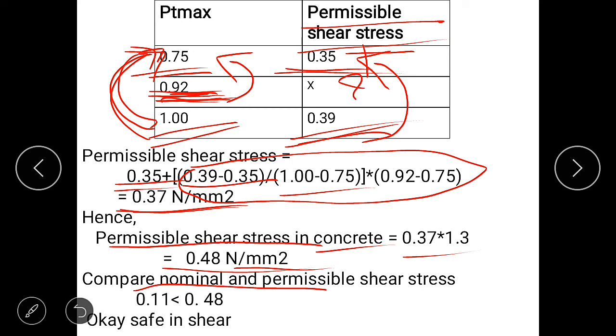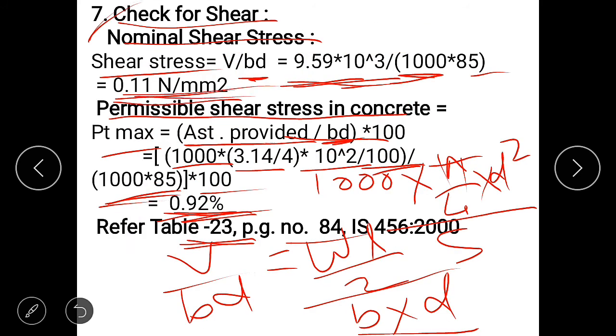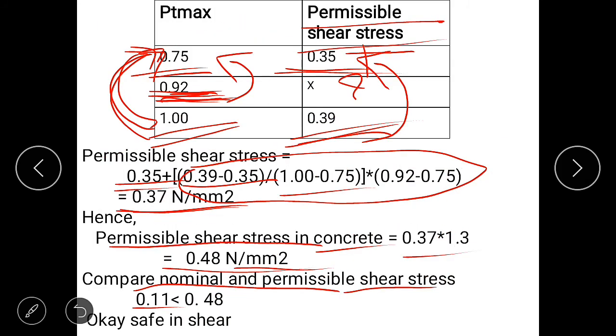Compare nominal shear and permissible shear stresses. Nominal shear we calculated here, nominal shear is 0.11 and permissible is 0.48. So our depth is okay in shear. It is also safe in shear.